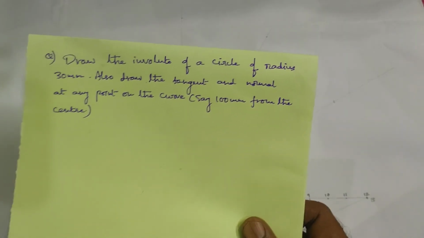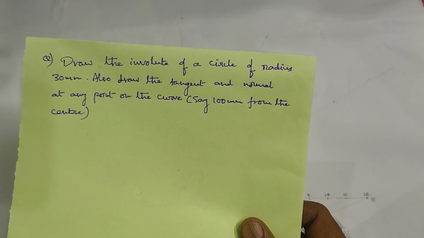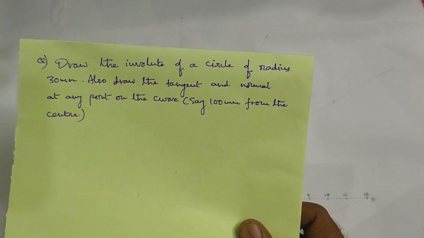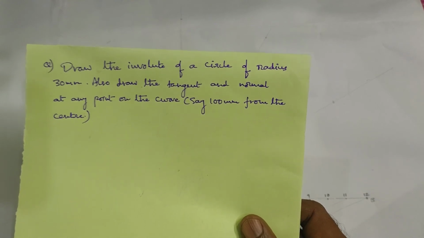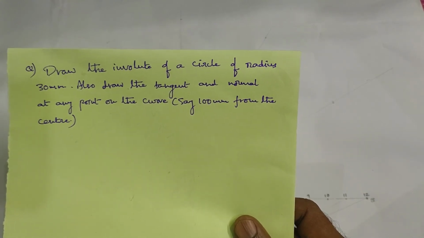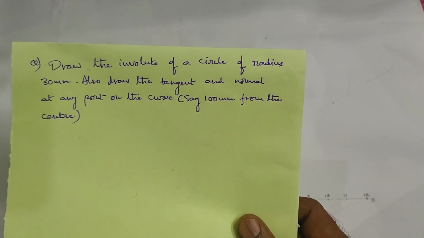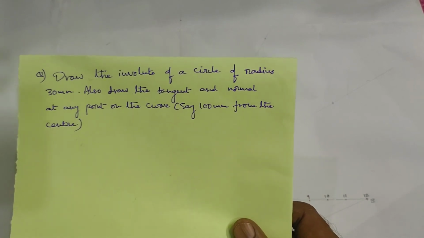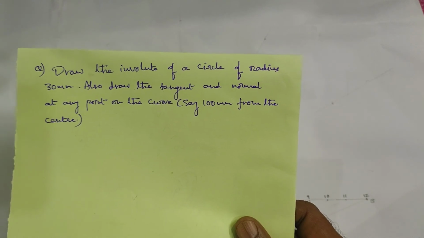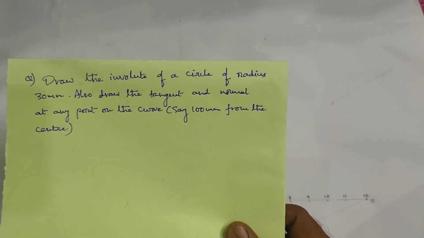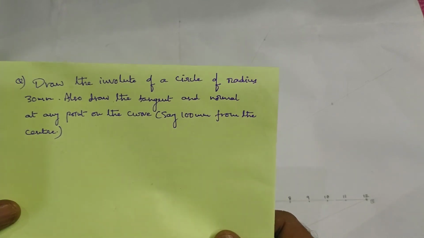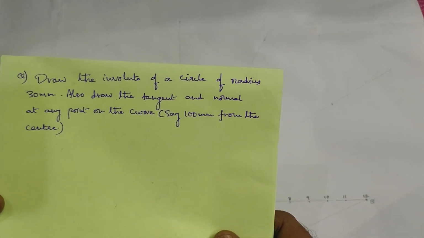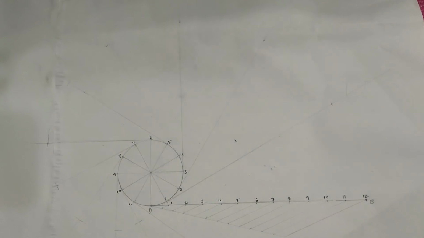Next, we shall go through the technical way of drawing the involute. Here, the problem given for us is we have to draw the involute of a circle of radius 30 mm and also draw the tangent and normal at any point on the curve. For example, here we consider at a distance of 100 mm from the center. As a part of it, I have done some preliminary work. Let me explain that.